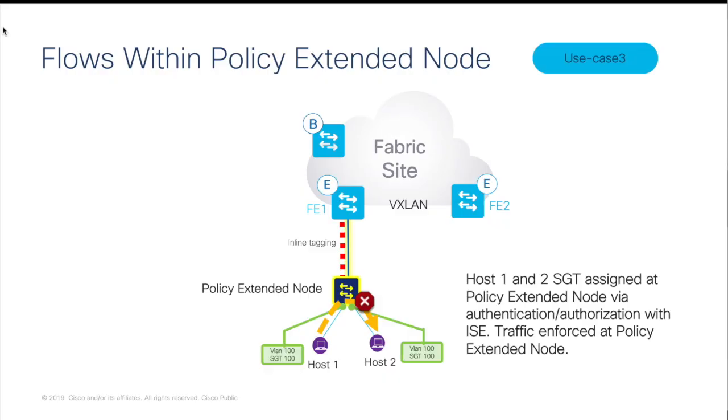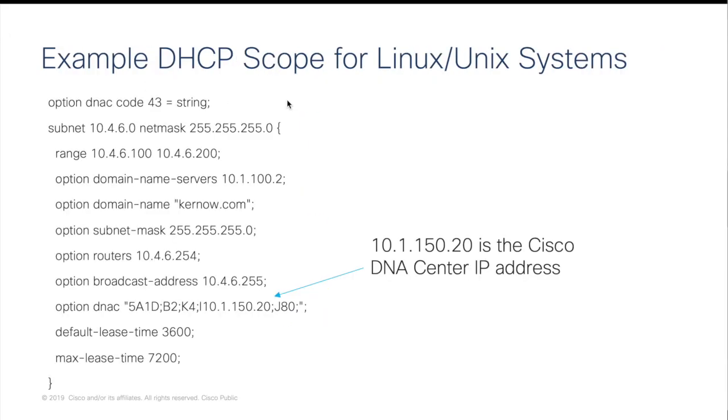Well, going back to my slides here, this is an example of a DHCP scope for Linux or Unix systems, showing that option 43 is needed to send back to the policy extended node so that it knows where the Cisco DNA Center resides. 10.1.1.50.20 is the IP address of Cisco DNA Center in this example. And you also have to put in the characters as it shows here to indicate that it's the PNP process, and also port 80. So that's an example for a Linux system.